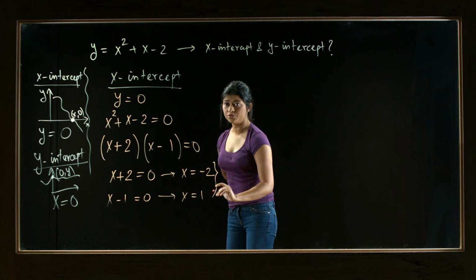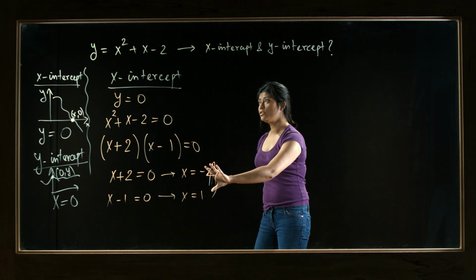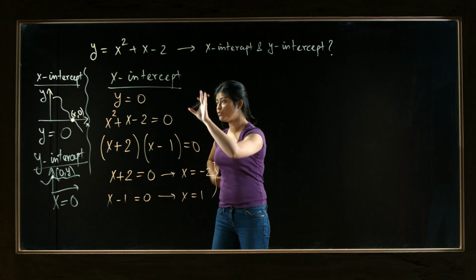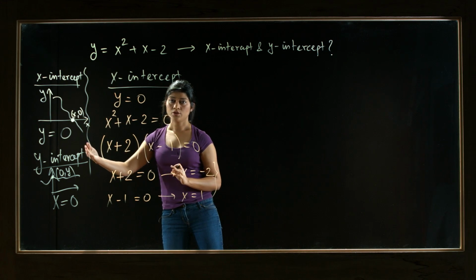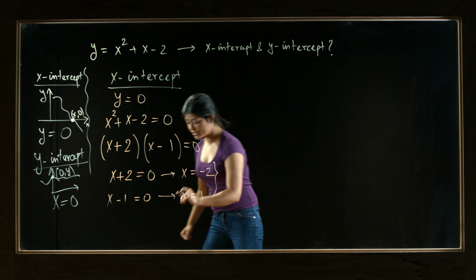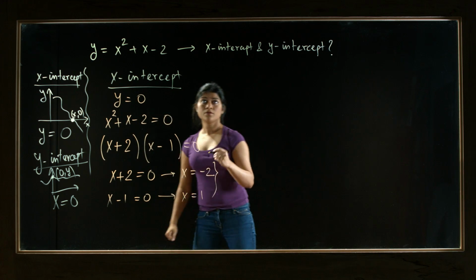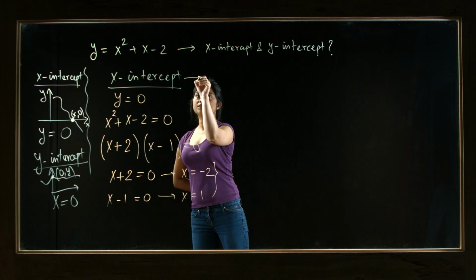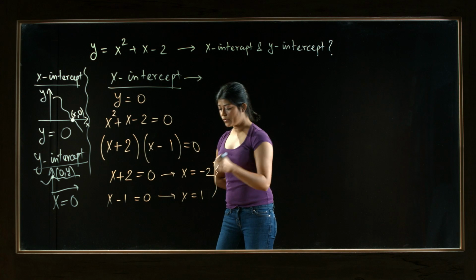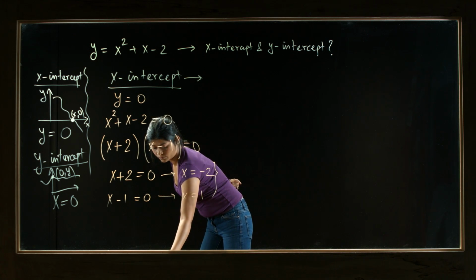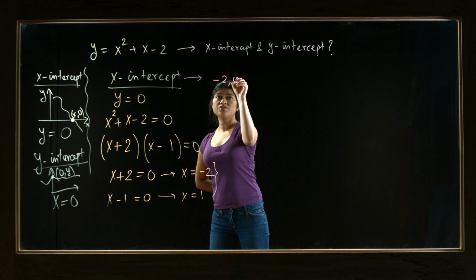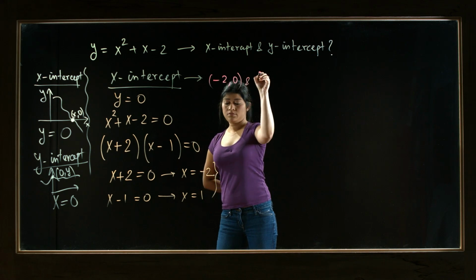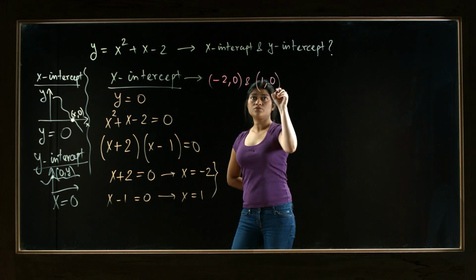Remember, those two values are not the answer. We have to give the x-intercept. That means we have to figure out the point where the curve is passing through the x-axis. So always write it in point form. So here is our answer. The x-intercepts for this graph are (minus 2, 0) and (1, 0).